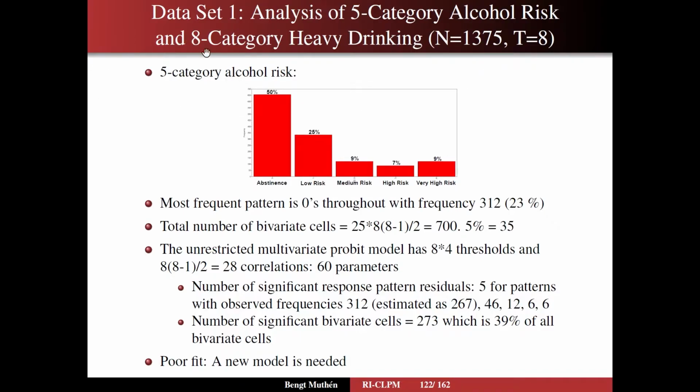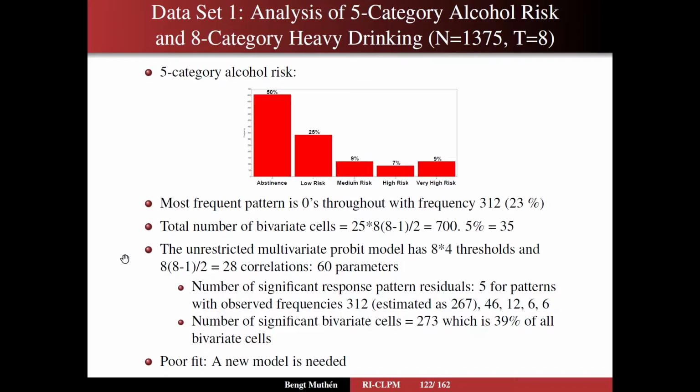5-category alcohol risk is distributed this way, from abstinence to low risk to medium risk to high risk to very high risk. The most frequent pattern has frequency of 312. Total number of bivariate cells, 700. 5% is 35 of those.